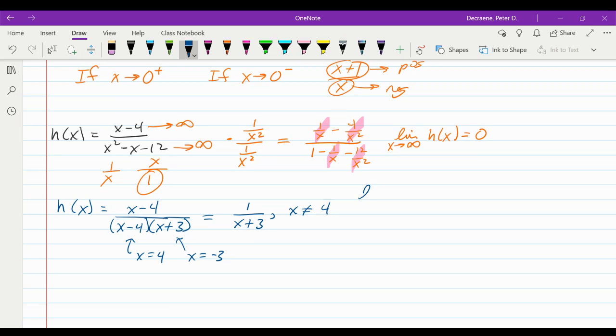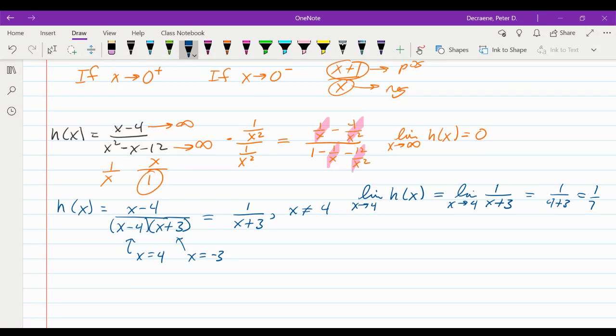So what happens to the limit as x goes to 4 on h of x? Well, we can do this one. It's the limit as x goes to 4 on 1 over x plus 3, the simplified version. Now, we know x can't be 4, but remember, a limit is not the same as a function value. So to evaluate this, because this part is now continuous at 4, this is just going to be 1 over 4 plus 3, which is 1/7.